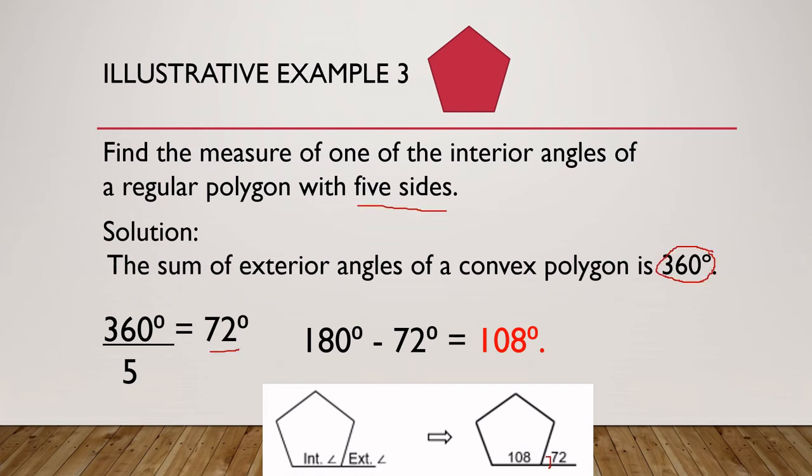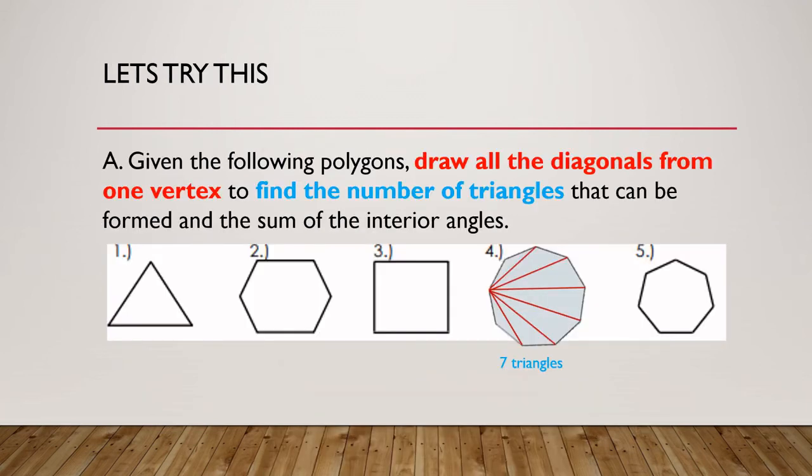So since it forms a linear pair, the sum is 180 degrees. So we will subtract 72, that is equal to 108 degrees. So therefore, yung interior angle is 108 degrees. Okay? Okay, let's try this.